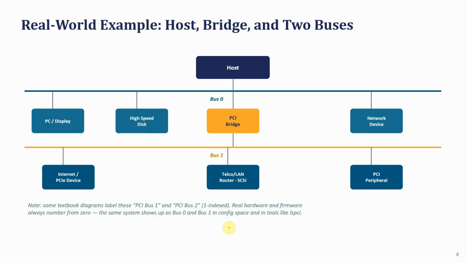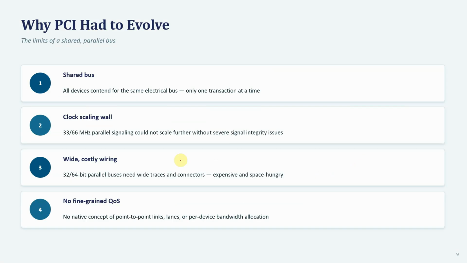So you can see over here, the host is basically connected to bus number 0, where bus 0 is connected with these particular high speed devices. And we are going to have a PCI bridge, which is being connected to my bus number 1. So bus number 1 is connected to PCI peripherals or ethernet or other PCI devices.